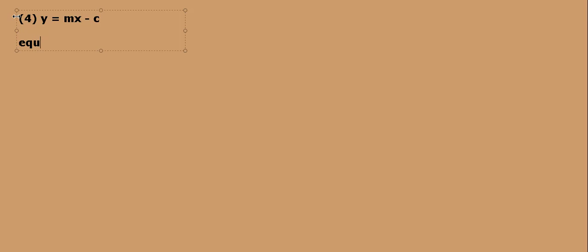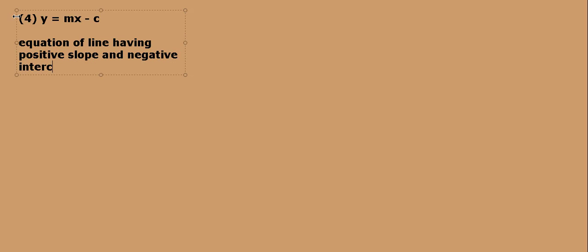So this is the equation of a line having positive slope and negative intercept. So here the intercept is negative, right? The intercept is negative here. So let us begin with the drawing of the line here. We take the y-axis as well as the x-axis. So this one is a lengthy one. Let me draw the 2 lines accurately.